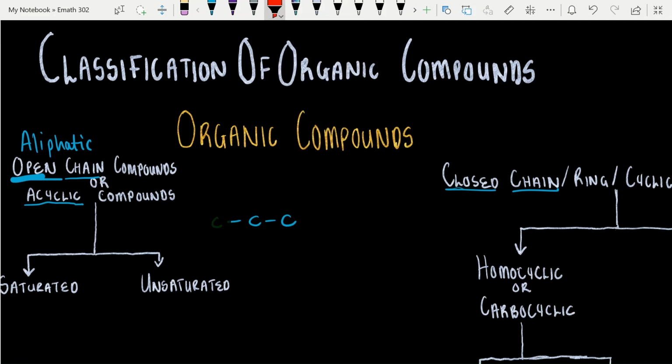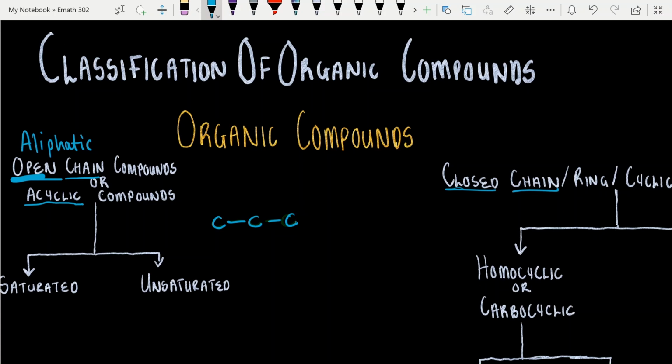If I start moving from the first carbon going to the second, I'm highlighting, going to the third, I can't go back. There's no way for me to go continuously back to the first. Okay, I've gotten to the third, but I can't go back to the first. I'll end here. So it's an open chain.